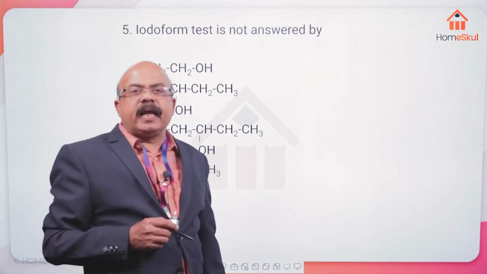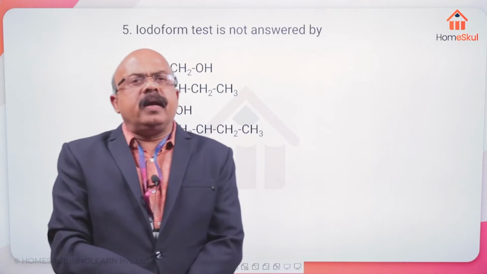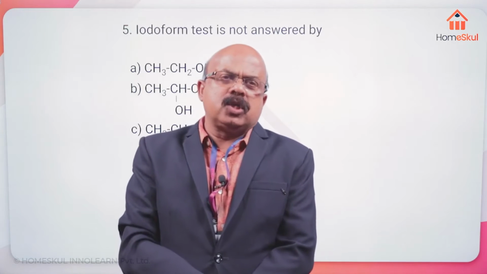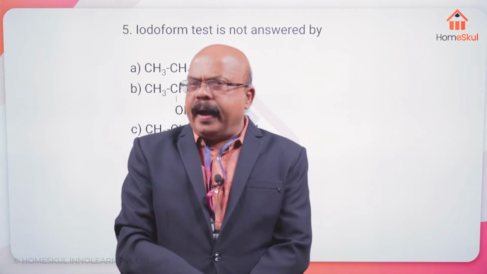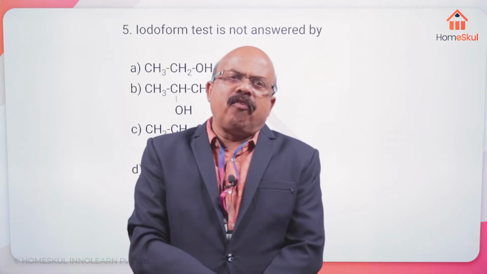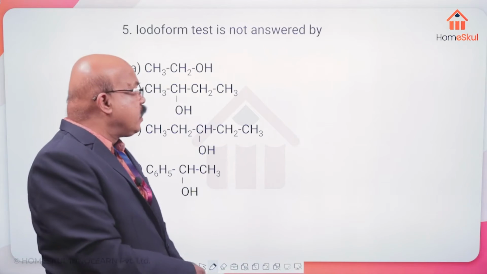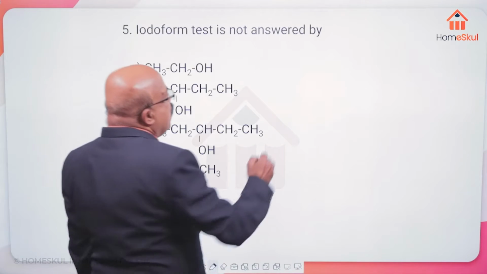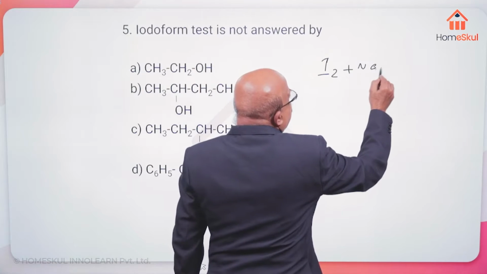Iodoform is CHI3. You may know the answer of this question. Normally, this type of question appears frequently in entrance question papers. The iodoform reaction is very important. Iodoform is a yellow crystalline substance. Iodoform is formed when any one of the following is treated with iodine and alkali.